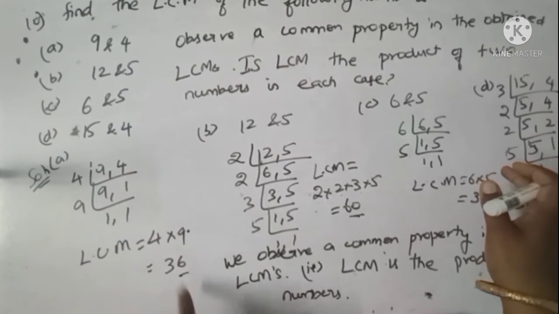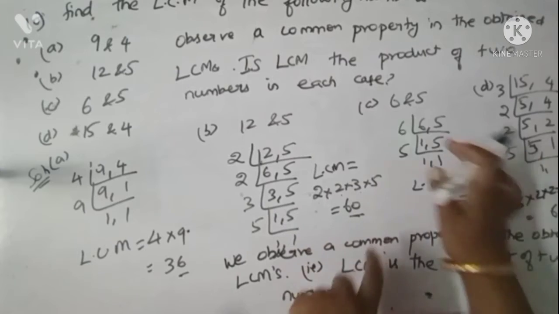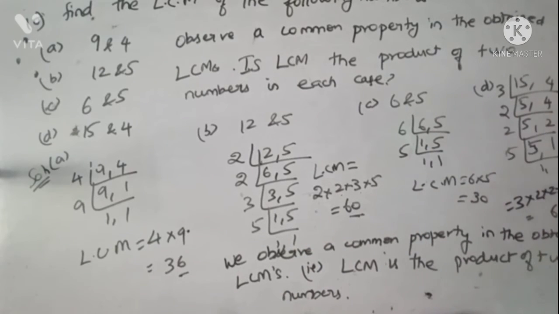Now if you see, 9 4s are 36, 12 5s are 60, 5 6s are 30, 15 4s are 60. So LCM is a product of two numbers. So this is the property behind the sum. Behind this sum. So this is the answer for sum number 10.